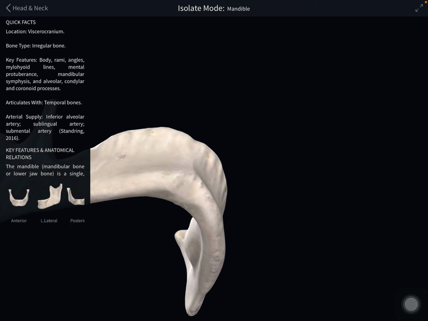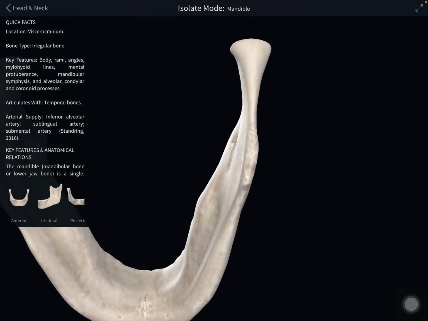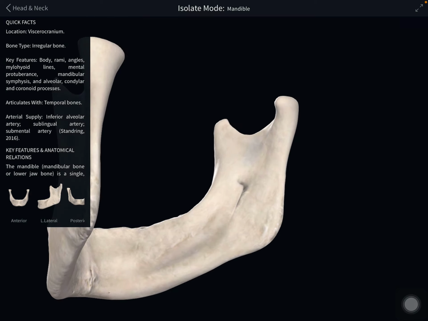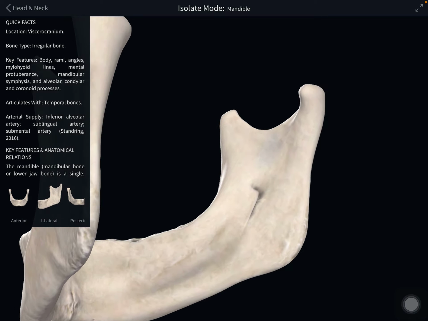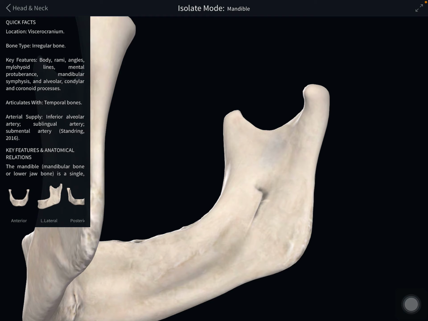Now we will see the medial surface of the ramus of the mandible. Yes, this is the medial surface of the ramus of the mandible. It is the lateral wall of the infratemporal fossa. Its most distinctive feature is the mandibular foramen. You can see the mandibular foramen on the medial surface, which is the superior opening of the mandibular canal.